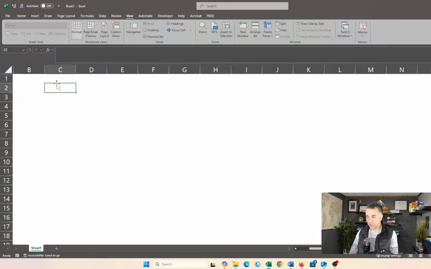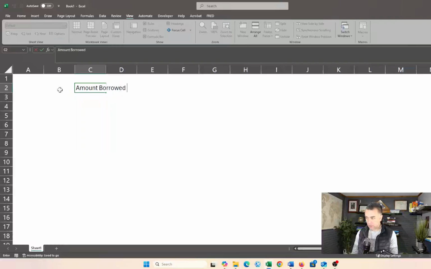So the first thing I'm going to do, we'll do in column C. I'm going to start in row 2. We're going to type up the amount borrowed. Again, this video is just going to be for the amortization, no special calculations. This is a very standardized way of doing things. We'll do years, how long it is. We'll do periodic payments. And then we'll do total payments. And then we'll do the interest rate.